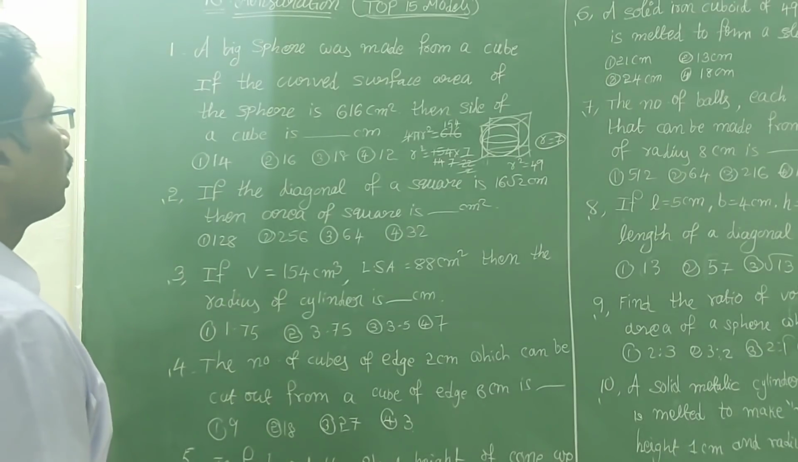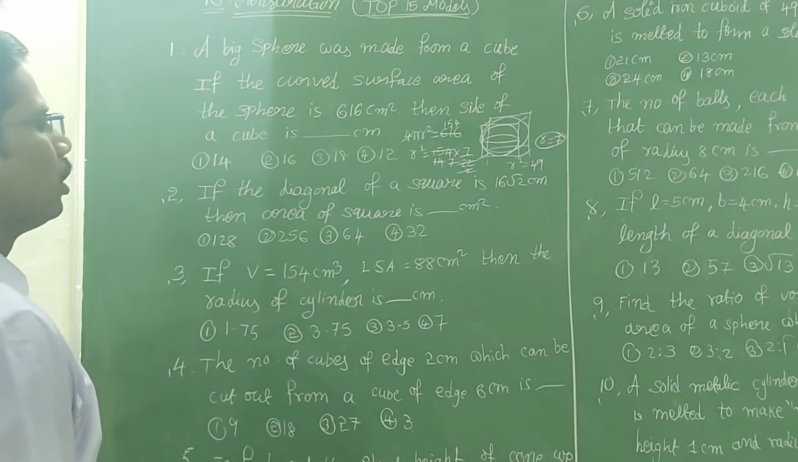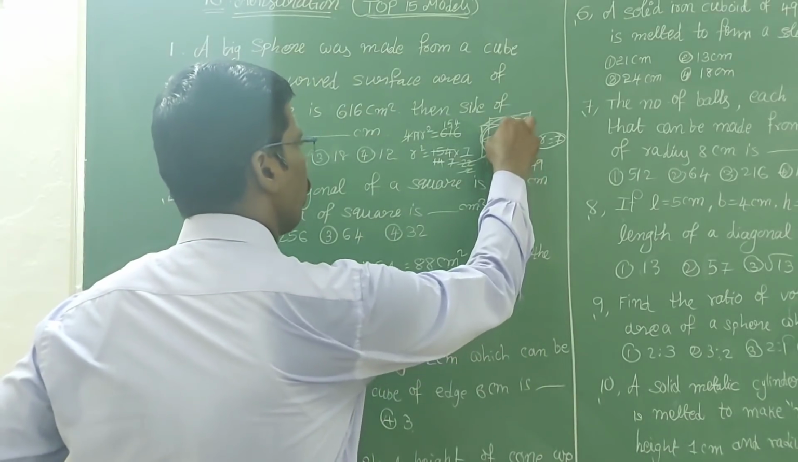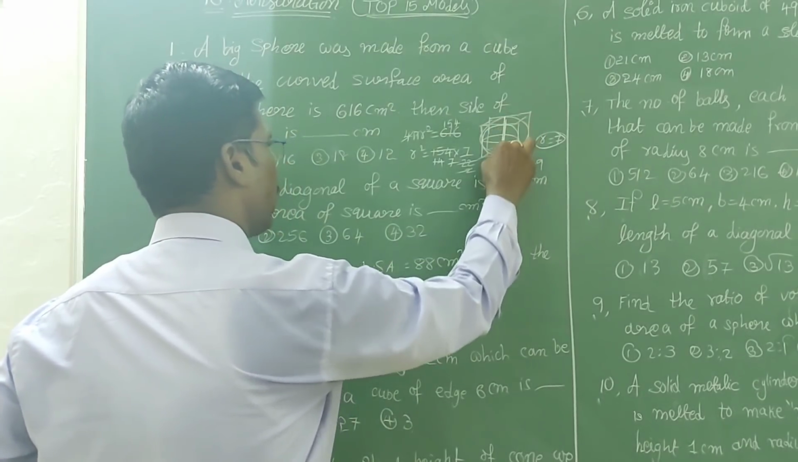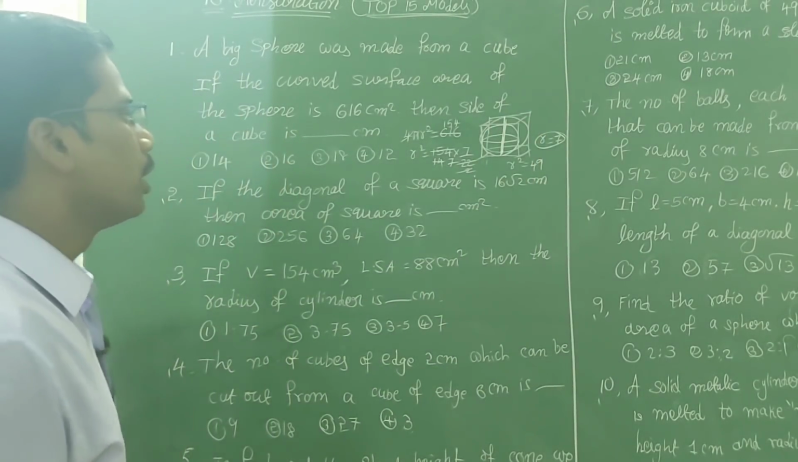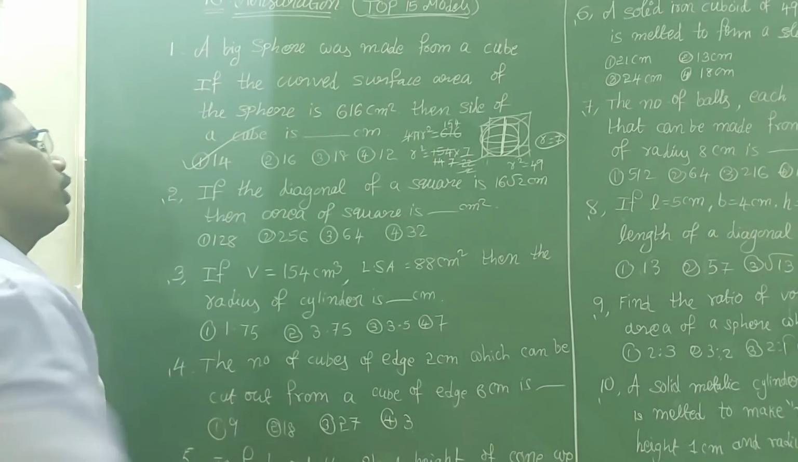So what we want is the side of the cube. So we got the radius 7. Next we want the side, which means double of the radius, that is 14. So 14 is the answer, first option.